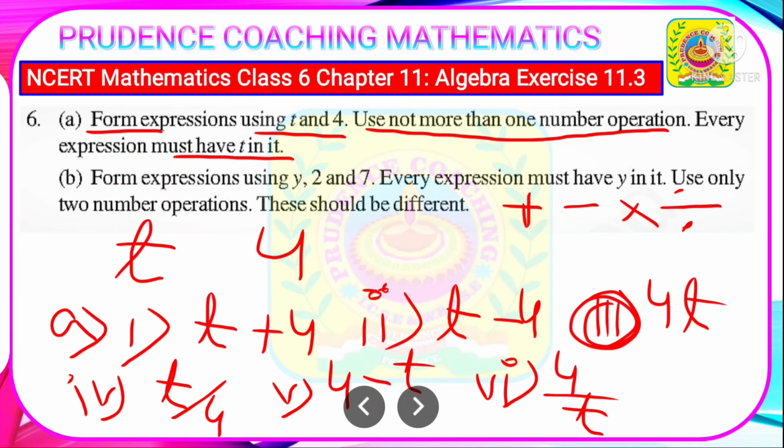So it is clear from here that t plus 4 is same as 4 plus t, and 4 into t is same as t into 4. So you need not repeat the same thing.